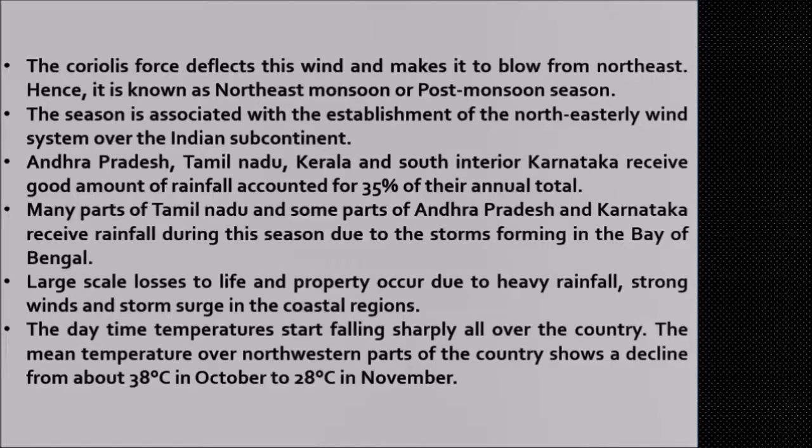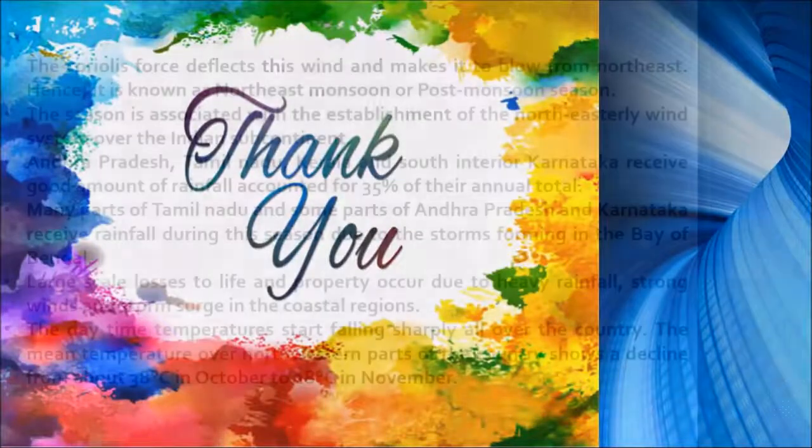Okay. The daytime temperature starts falling sharply all over the country. The mean temperature over the northwestern parts of the country shows a decline from about 38 degrees C in October to 28 degrees C in November. So with this, we have discussed all 4 types of seasons, children.